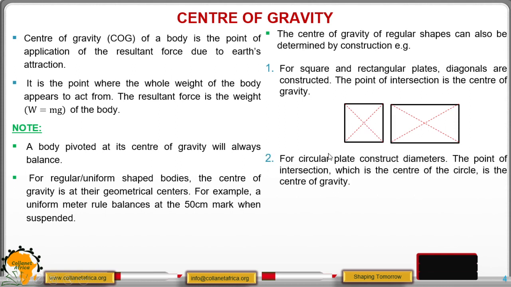So we have the circular plate, and here we construct the diameters, and the point of intersection of the diameters represents the center of gravity of this circular plate. So it is this point. Also you need to know that the diameters to be constructed must be at right angles at the point of intersection here.